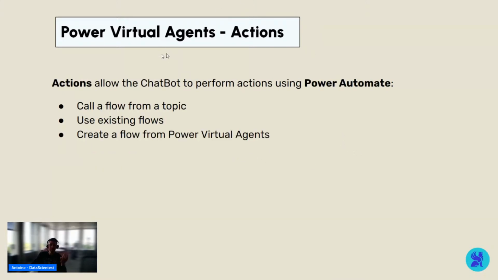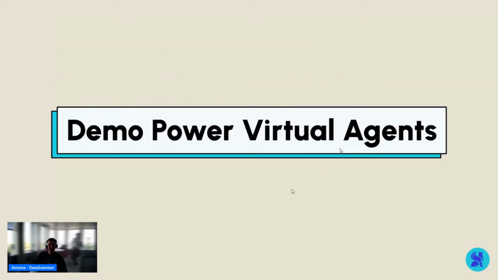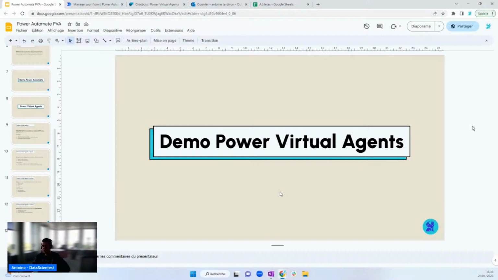Last thing that Power Virtual Agents can do, as I said before, is that it can use Power Automate to perform action. So you can call a flow from a topic. You can also use existing flows, and you can create a flow from Power Virtual Agents. And that's what we will do just after. So let's go for the demo about Power Virtual Agents.